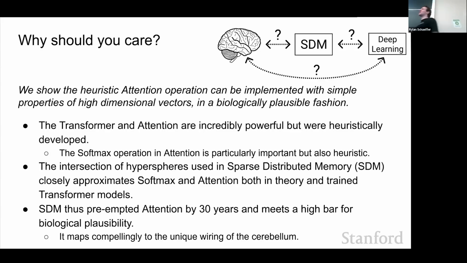So you can see SDM, sparse distributed memory, as preempting attention by approximately 30 years. It was developed back in 1988. And what's exciting about this is that it meets a high bar for biological plausibility. Hopefully I have time to actually get into the wiring of the cerebellum and how you can map each operation to part of the circuit there.